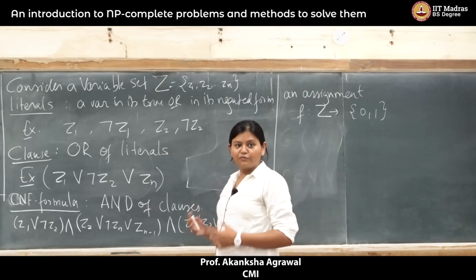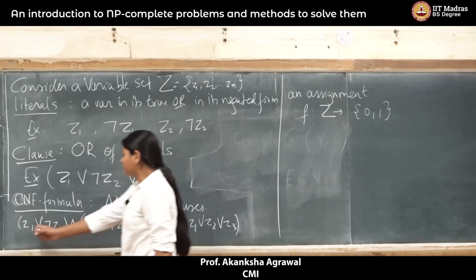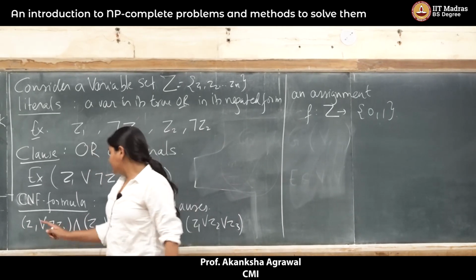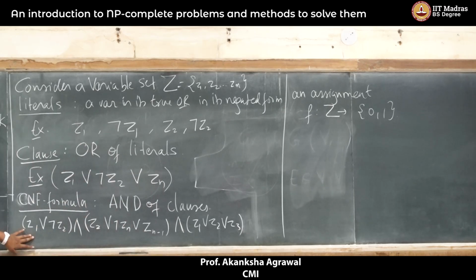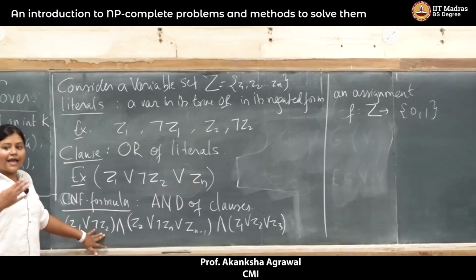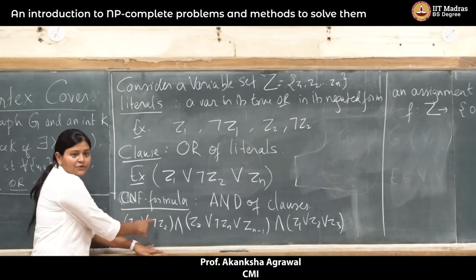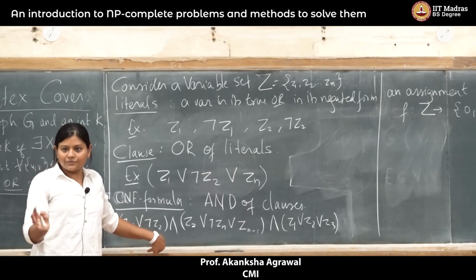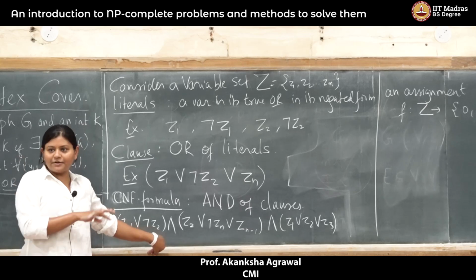It evaluates to 1, which means that you substitute the values. So instead of Z1, you write what F of Z1 is. Instead of Z2, you write what F of Z2 is, but now there is a negation. So if it is a 1, you flip it and make it 0. And if it is 0, you flip it and make it 1.